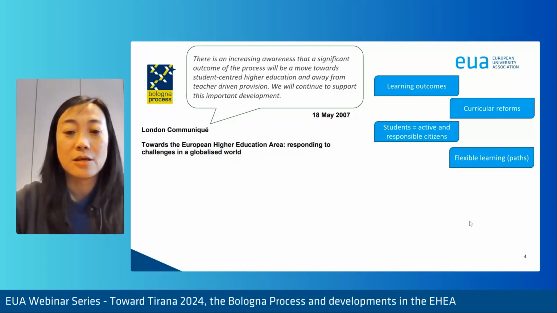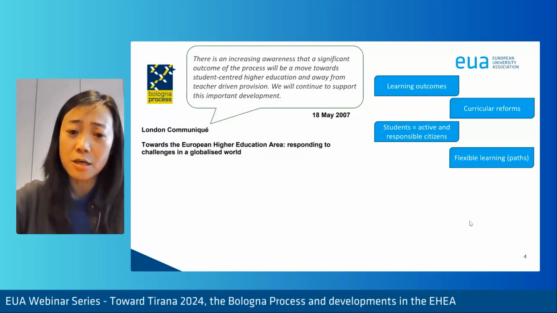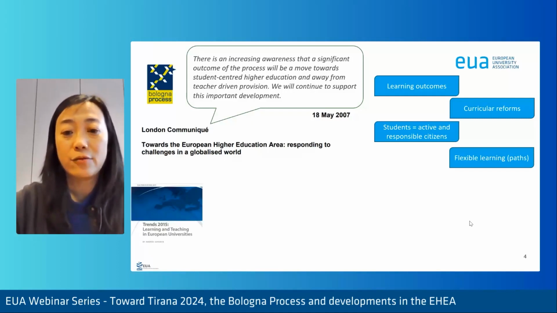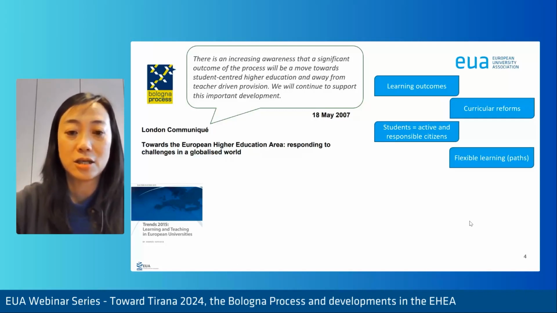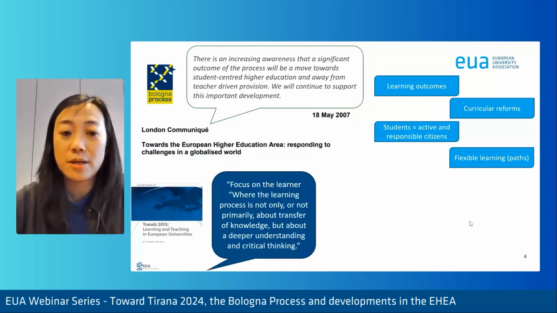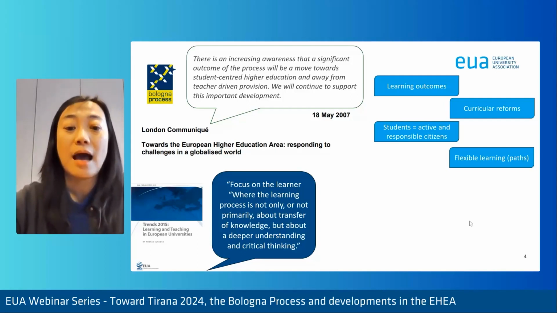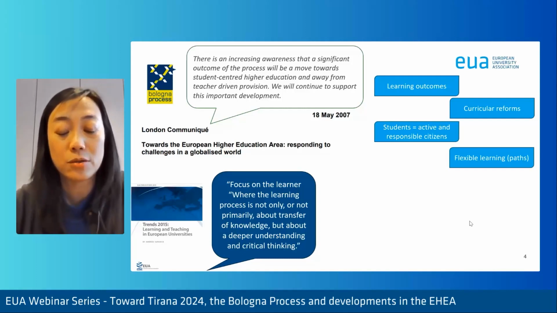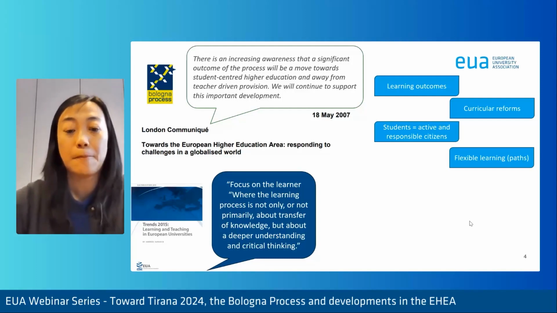Several stakeholders like EUA, but also, for example, our colleagues from the European Student Union, ESU, have also worked on the concept of student-centered learning, trying to map out what it means for practitioners in higher education. For example, in EUA's milestone report of 2015, Trends, Learning and Teaching in European Universities, you can find the mention of student-centered learning with this focus on the learner, where the learning process is not only, or not primarily even, about transfer of knowledge, but about deep understanding and critical thinking. And I could probably also add here, about engaging students.